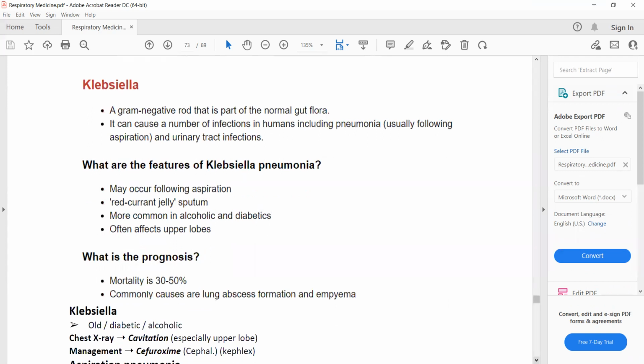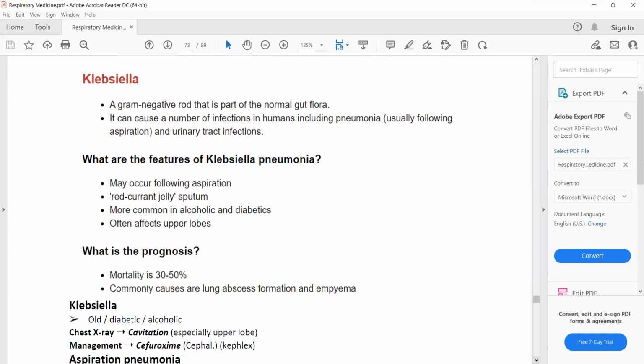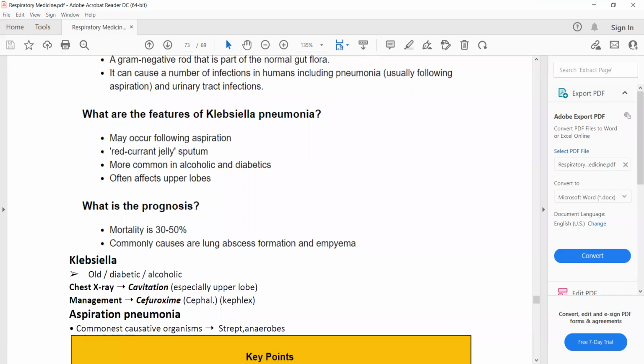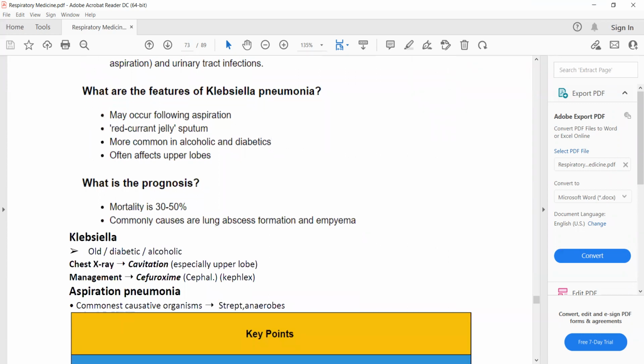Now some points about Klebsiella. Klebsiella causes red currant jelly sputum. This is one hint towards Klebsiella pneumonia. And the second hint is that it causes pneumonia in alcoholics and diabetics and in old patients. And chest X-ray will reveal cavitation, especially in the upper lobe.